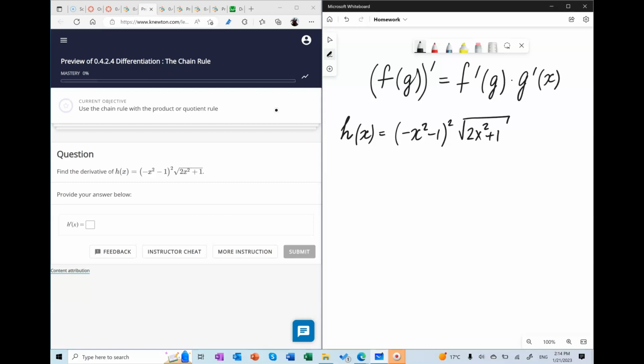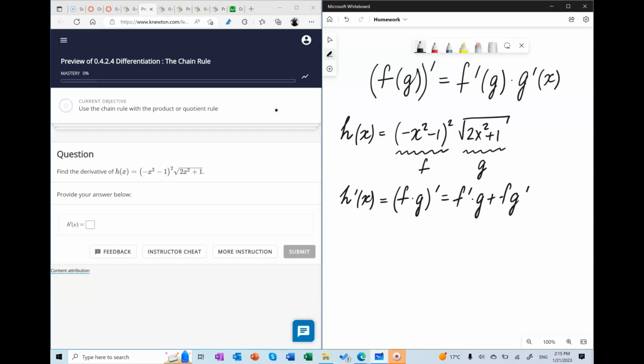And first of all, you have to identify this as a product, right? So we do have this f times this g. So according to the product rule, the derivative of h will be the derivative of the product. So it's going to be f prime g plus f g prime.